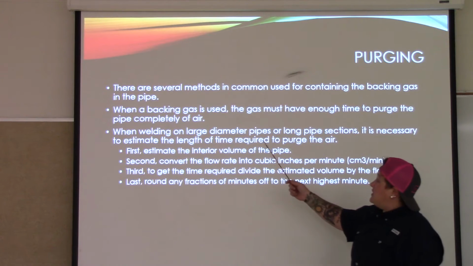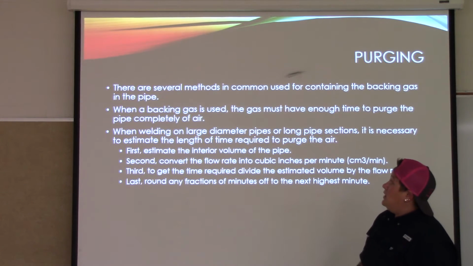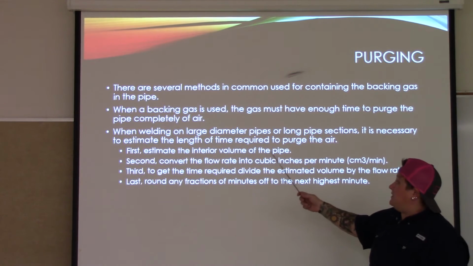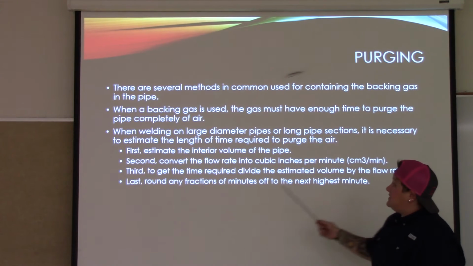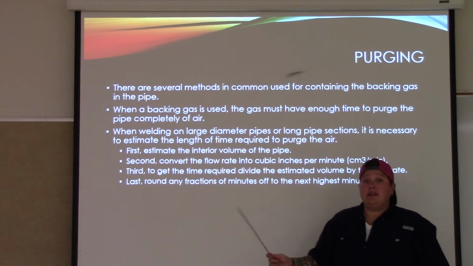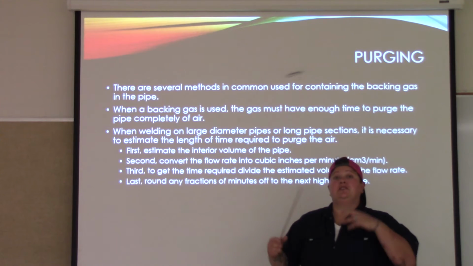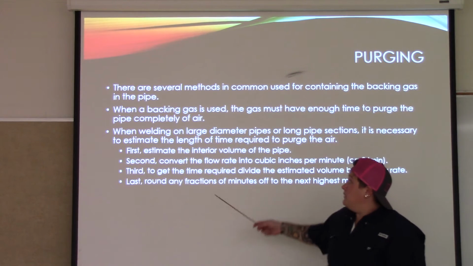Purging. There are several methods in common use for containing the backing gas in the pipe. When a backing gas is used, the gas must have enough time to purge the pipe completely of air. When welding on large diameter pipes or long pipe sections, it is necessary to estimate the length of time required to purge the air. With that being said, if you get to stainless steel pipe, I will go over how you're supposed to purge, the amount of time, and we'll be able to calculate that in class, okay?